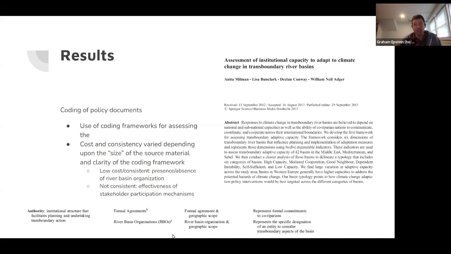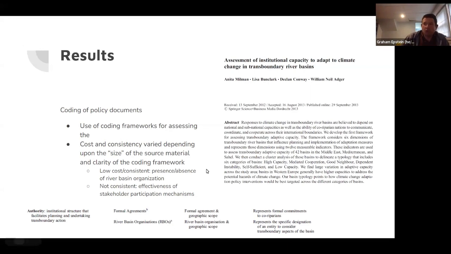So generally speaking, these can be low cost because they are desk-based research, and they can be consistent, but this tends to vary with the clarity of the criteria. So here I suggest, and this is the way we coded, that we deem something to be low cost and consistent if it had relatively clear criteria and you didn't have to go searching through a 100-page document in order to code one indicator.